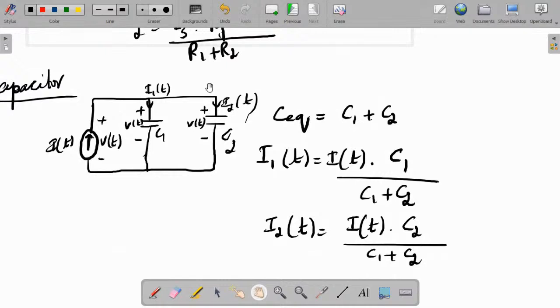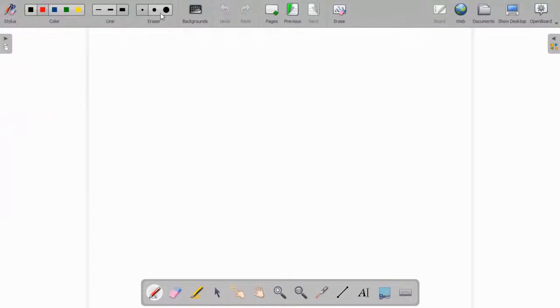So this is one simplification technique. Using this parallel series combination, you can simplify the given network. Okay, next one is star to delta and delta to star transformation. The second technique is star to delta and delta to star conversion.